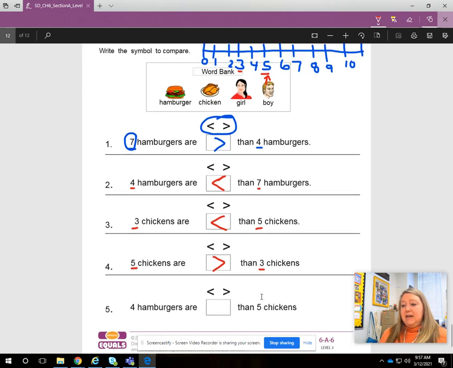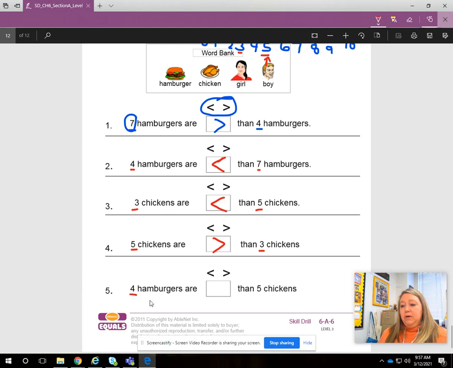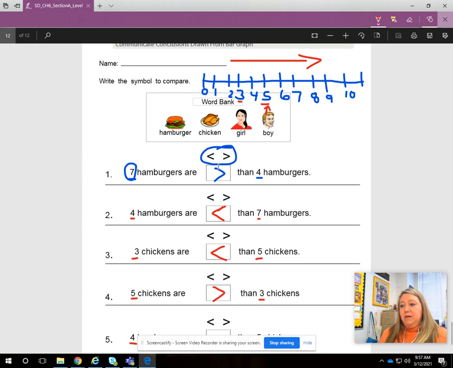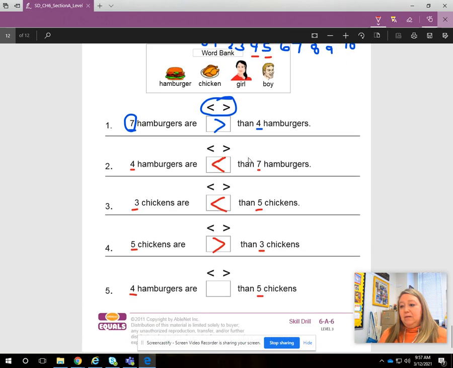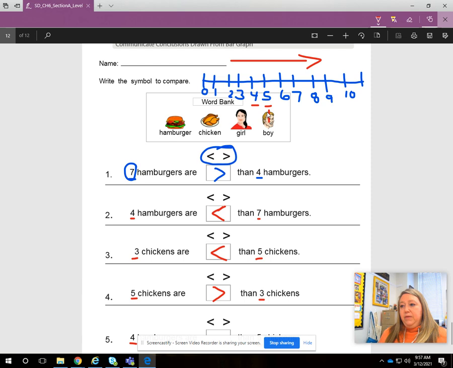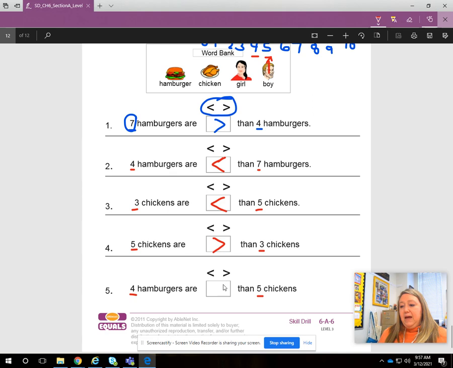Very last, it says 4 hamburgers are greater than or less than 5 chickens. So we look up here, we're going to find 4 this time. Let me erase some of these. There we go. So we have 4 and 5 this time. Which one is the bigger number? Well, the 5 is the bigger number because it's furthest to the right. So we want the alligator to eat the bigger chicken, so it's going to face this way.